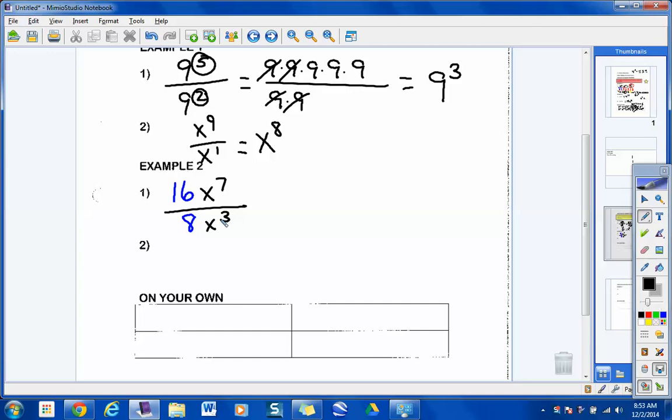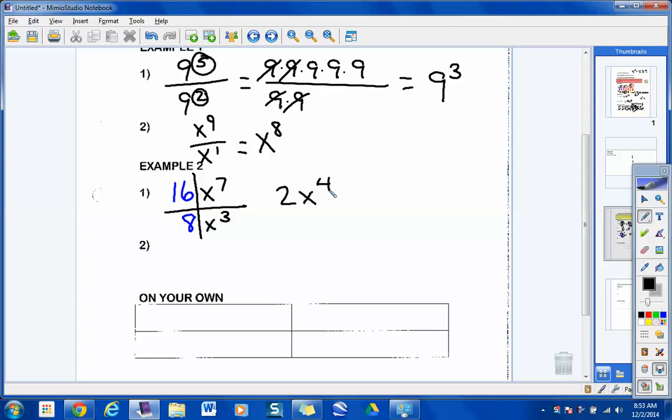So here's the dealio. Work with the 16 and the 8 first. We almost split this like this. Could you do 16 divided by 8? Yes. What is that value? 2. We see the 2 part? Okay, now the x to the 7th and the x to the 3rd, same situation where you've got like bases. So am I adding the 7 and 3, or are we looking for a difference between the two? Subtract. So what is 7 minus 3? 4. So I'm going to call this 2x to the 4th.